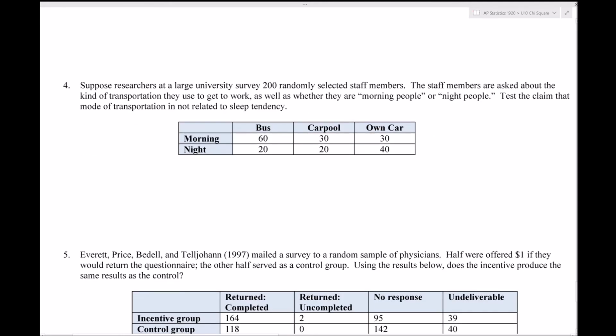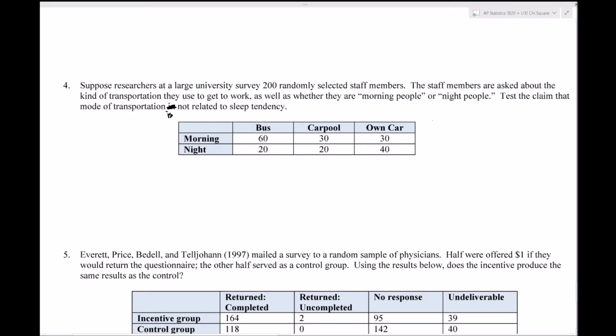This one's a two-way table, so most likely not goodness of fit. Suppose the researchers at a large university survey 200 randomly selected staff members. The staff members are asked about the kind of transportation that they used to get to work, as well as whether they are morning people or night people. Test the claim that mode of transportation is not related to sleep tendency. Okay, so we're not actually testing the claim. We're checking to see what type of test I would use.